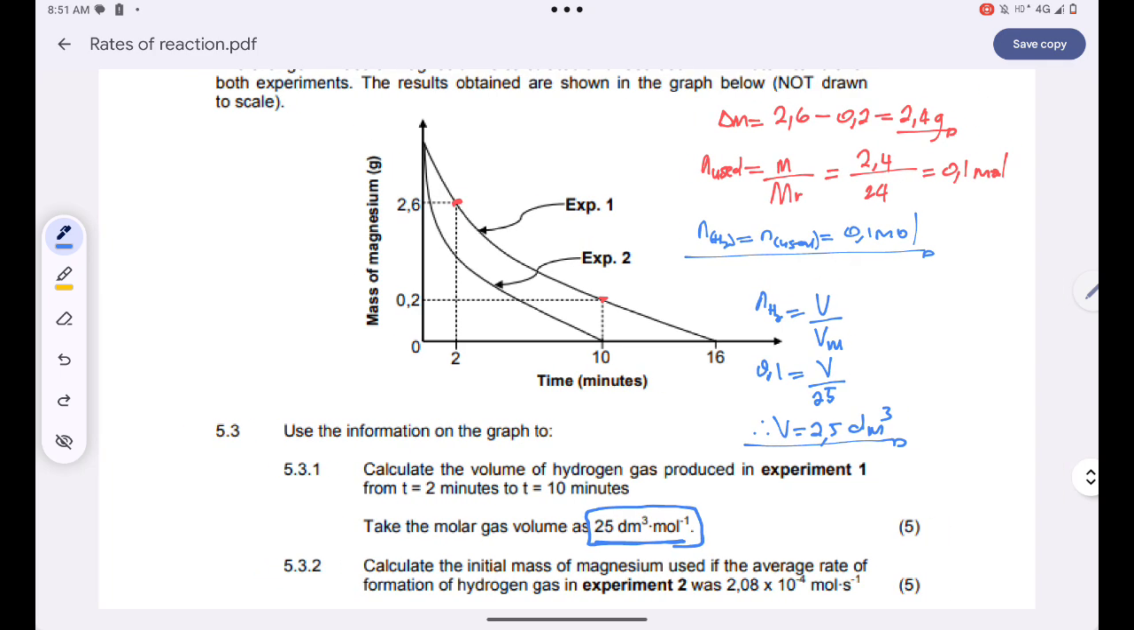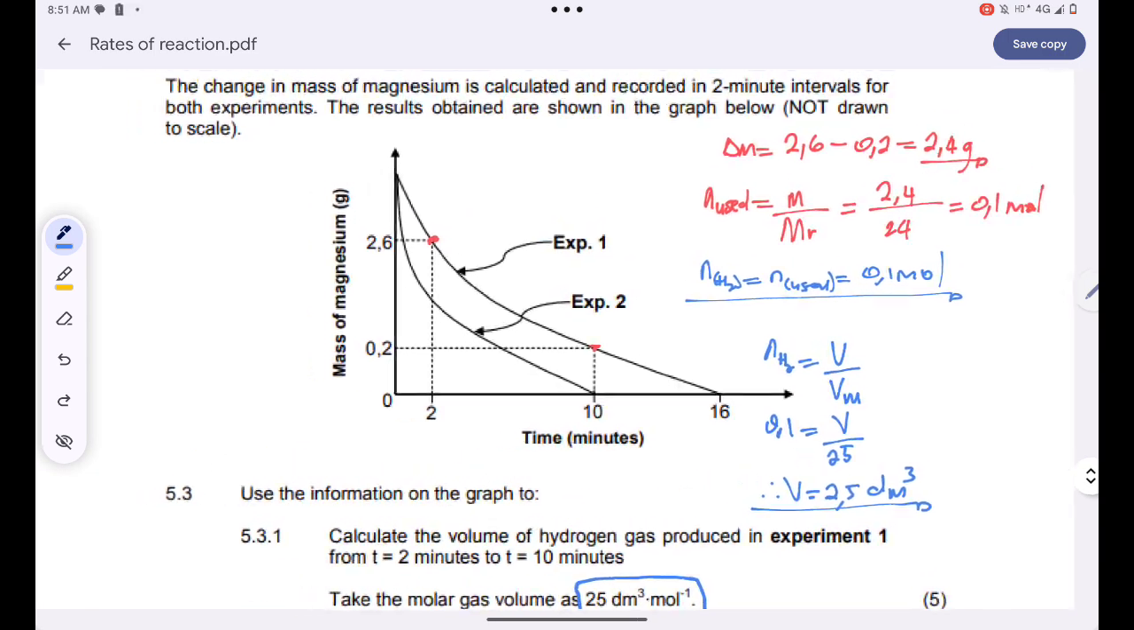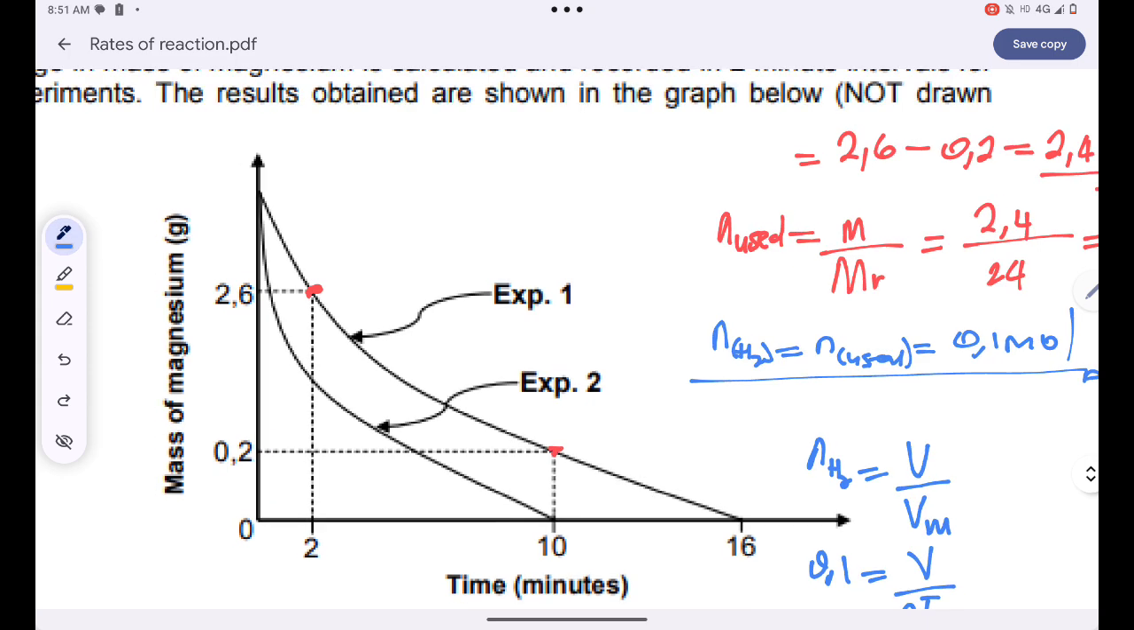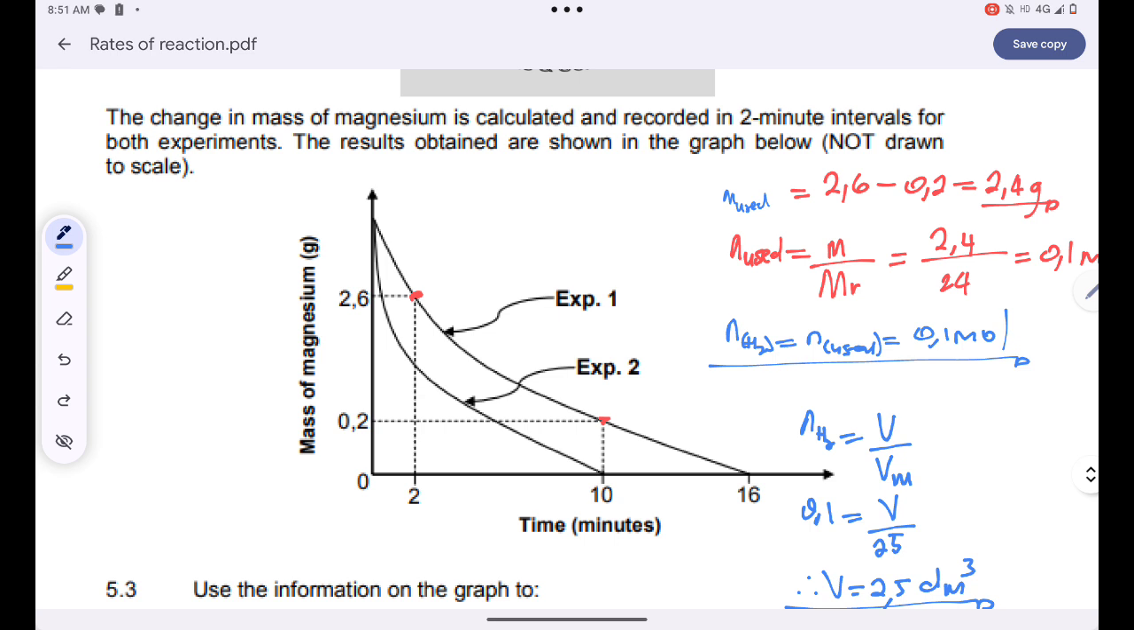Okay, let's go back from step number 1. Firstly, we calculated the change in mass of our magnesium, or we can say the total mass which was used. Initially it was 2.6 grams, and then finally the mass was 0.2 grams. So the difference between the two will simply give us the amount of mass of our magnesium that was used.